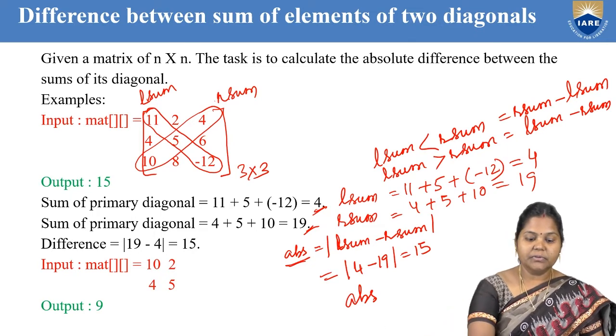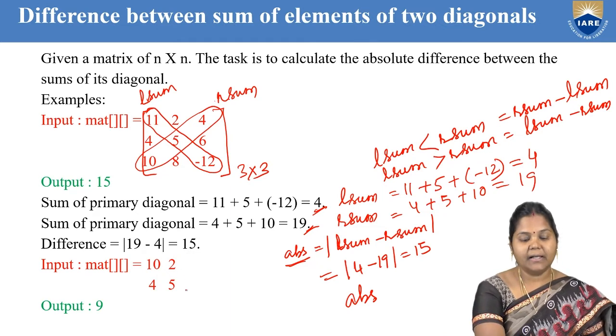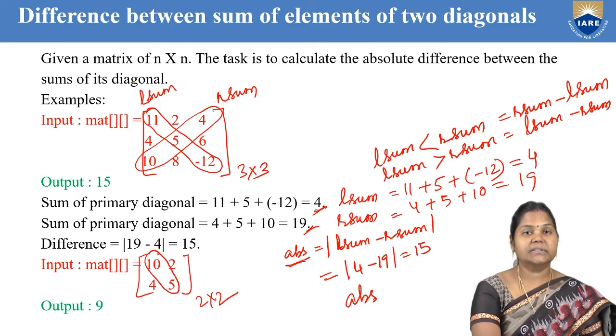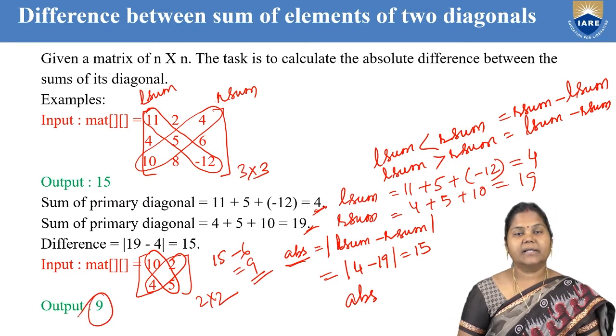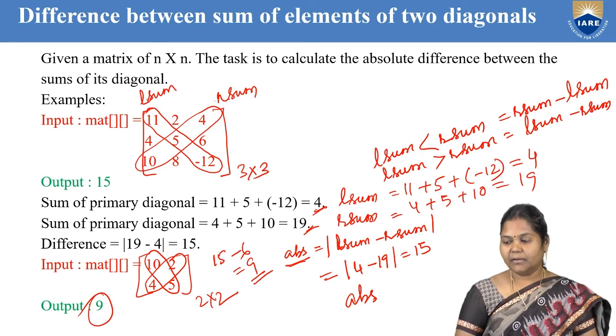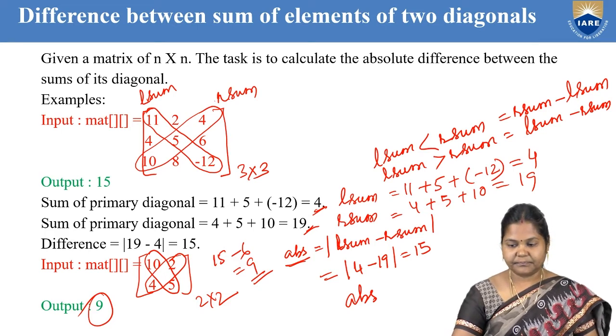So you can see over here, there is another matrix of size 2 by 2. Now here, left sum is 10 plus 5, which is 15, minus 4 plus 2, which is 6. So, the absolute difference is 9. Okay. So, let us write a program to find the difference between the absolute sum of two diagonals.